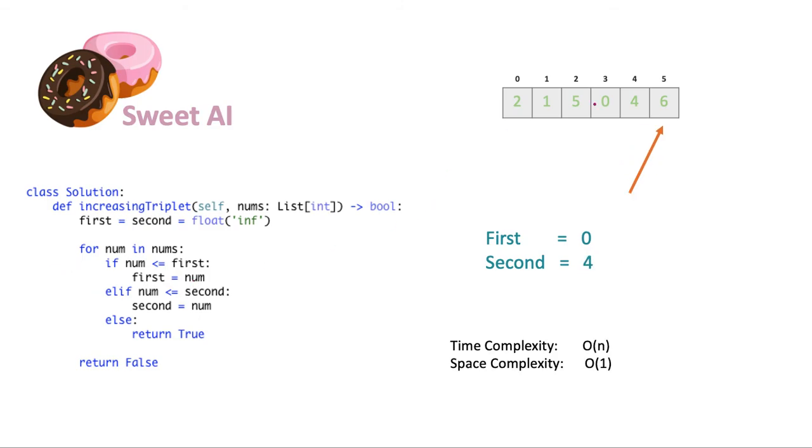And here, number 6. Is 6 smaller than the first number? No, it is not. How about the second number? No, it is not. So this is the else condition that we reach, and we return true for this case. The time complexity for this solution is O(n) because we iterate over the list, and the space complexity is O(1) because we are not using any extra space other than the variables, which is constant.